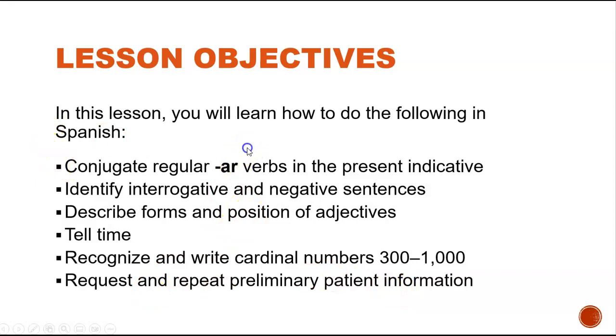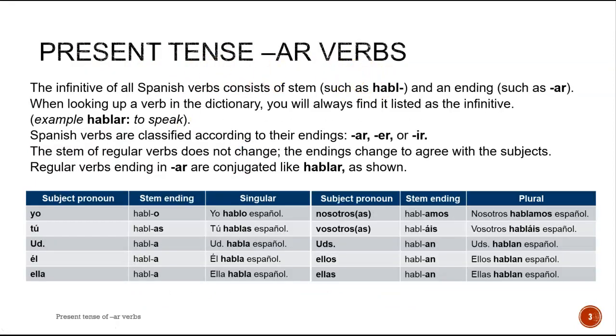So let's get started with our first objective, which is present tense regular AR verbs. And just because this is the first time we learn a full set of verbs, I'm going to go over this section with you. The infinitive of all Spanish verbs consists of a stem, which, for example, in the verb hablar, the stem would be habl. Everything before the ending, which in this case is an AR ending verb. So it's important to explain that there's three types of verb endings in Spanish. There are AR verbs, ER verbs, and IR verbs. Good news, there's no other type that you'll learn in the future. These are the three types of endings.